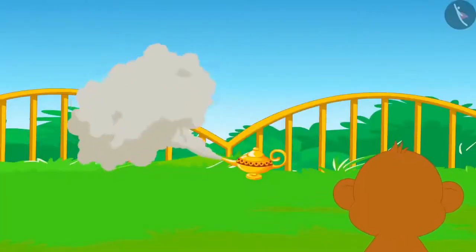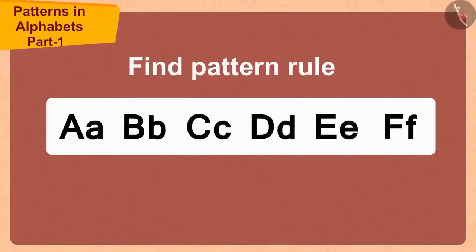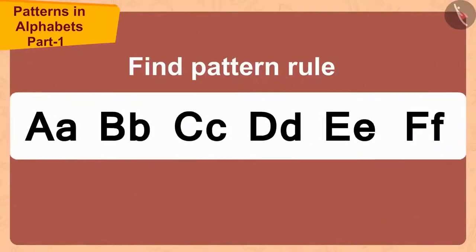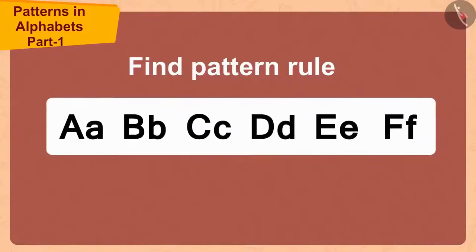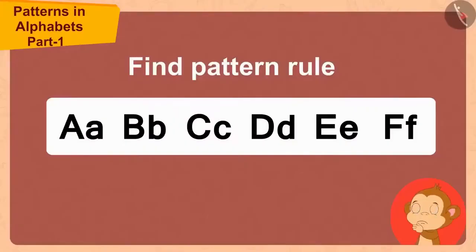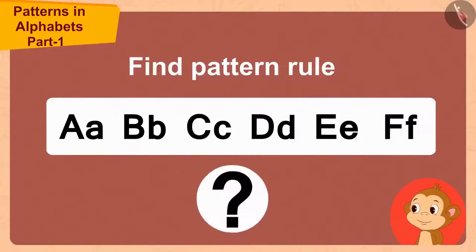Now, the genie showed this second pattern to Babban. This is your second pattern. By finding the rule, you can fulfill your second wish. Babban got excited to find the rule of this pattern. Children, can you find the rule of the pattern made from this letter? If you want, you can stop the video and find the answer.